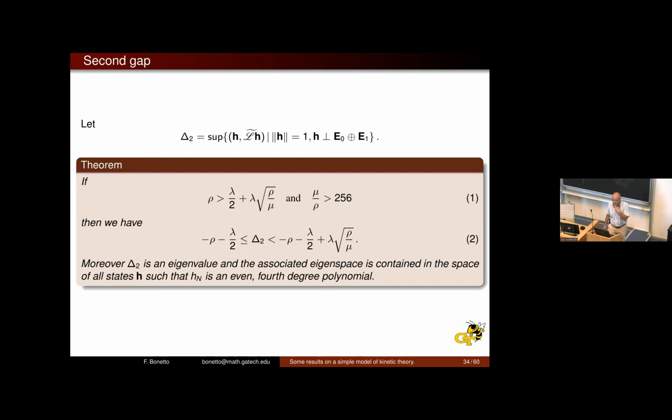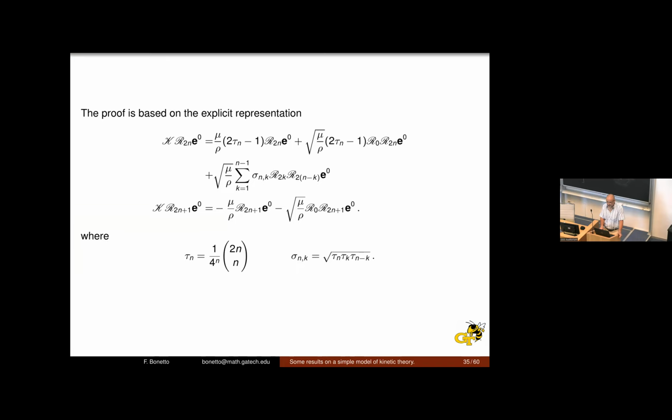And because rho is the gap from one, lambda over two is the gap from the other, and you see they are essentially in there. And this is just based on expressing the collision operator in terms of the creation and annihilation operators. It's a boring and long computation, but you do it and then you can get all what you need.